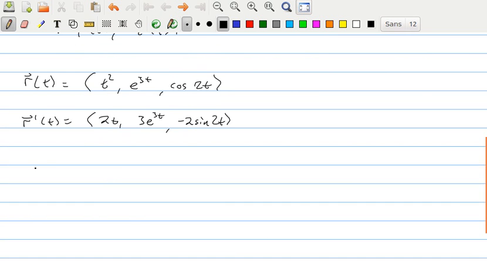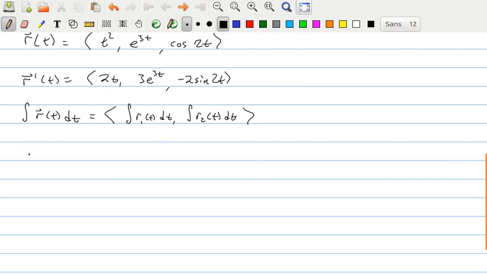Now we define the integral just as sort of an extension using the inverse of derivative. So the integral of r of t dt, we'll just define this to be the integral of each of the components. The integral of the first, the integral of the second, and so on. So let's look at an example of this.